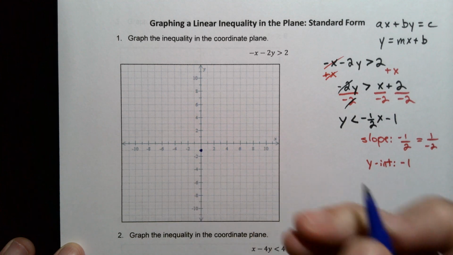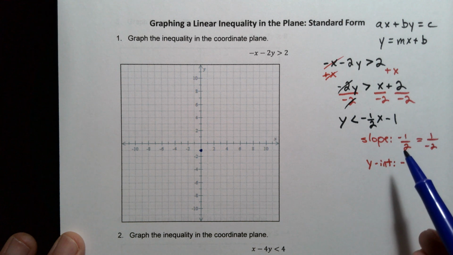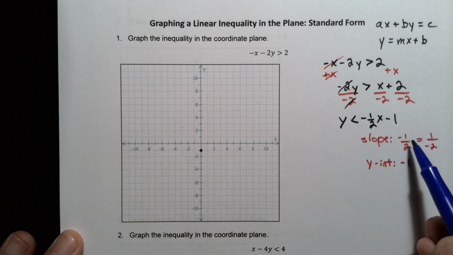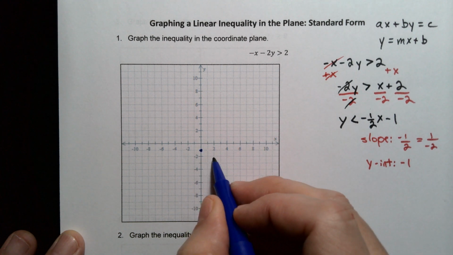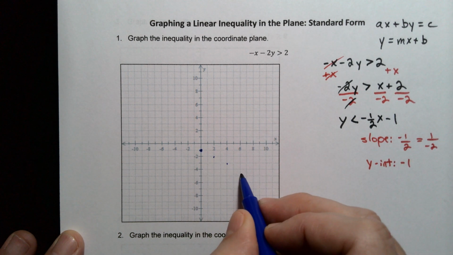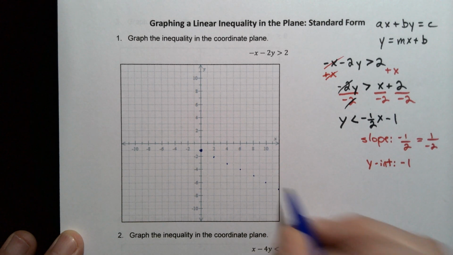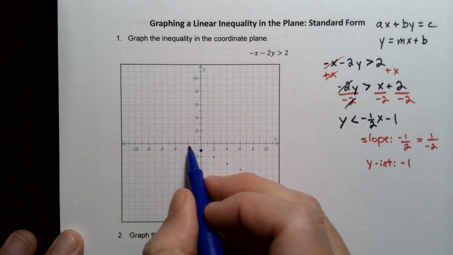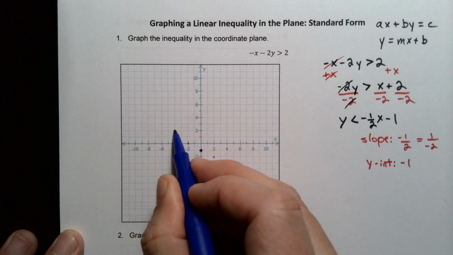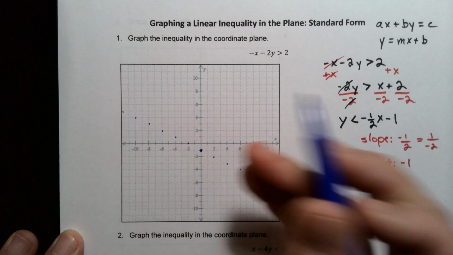There we go. Okay, and then I'm going to use the slope, both of these slopes in fact, to get some other points. So this one says go down 1, right 2. So go down 1, right 2, put a point, and keep doing that. Down 1, right 2. Here we go. And I could also go up 1, left 2. So that would be here, up 1, left 2, like this. Okay, so there we go.